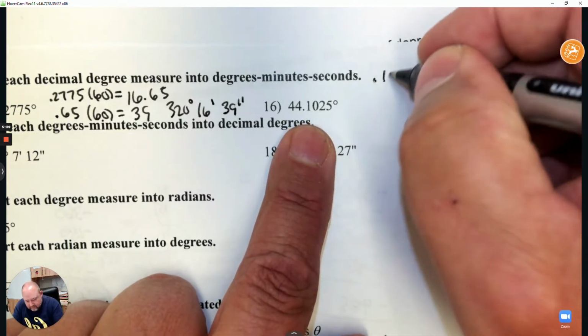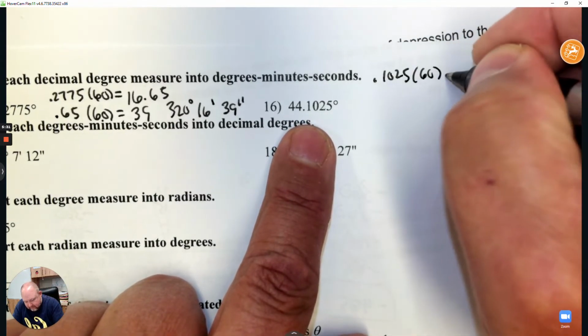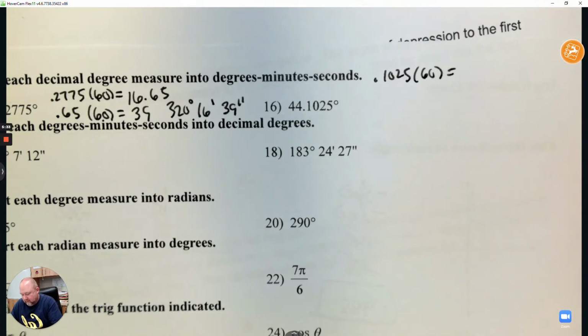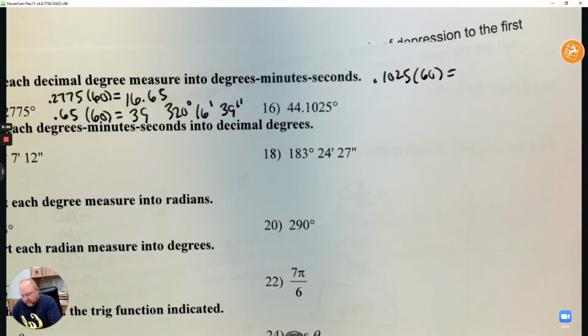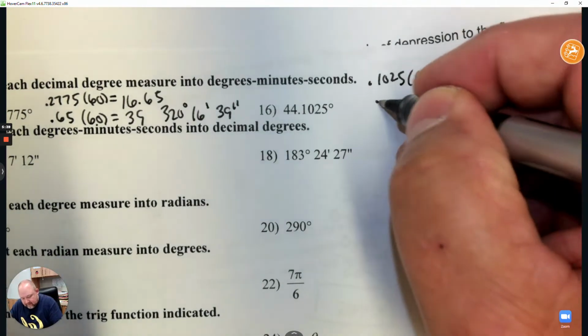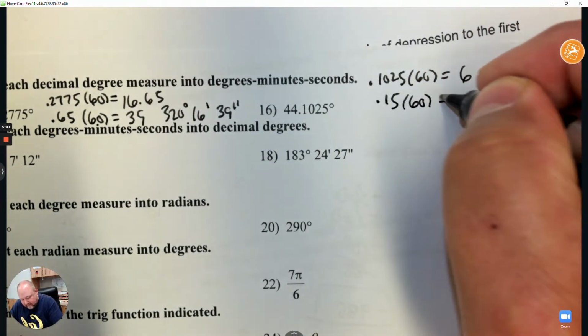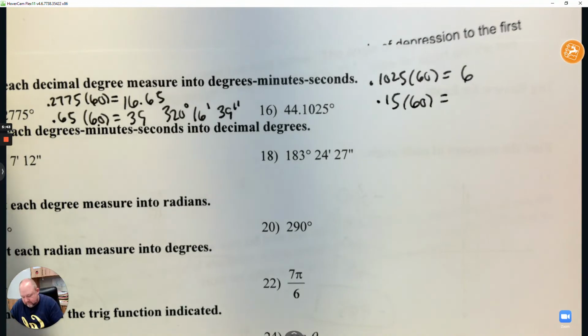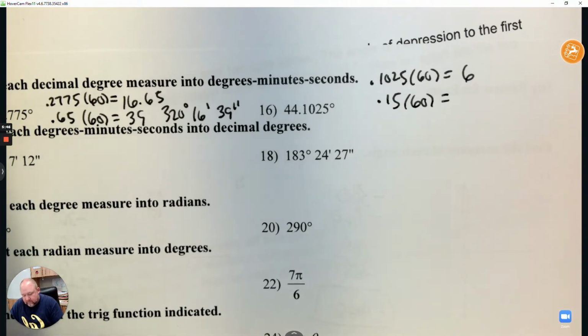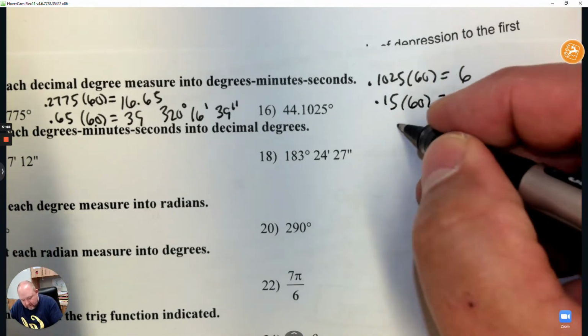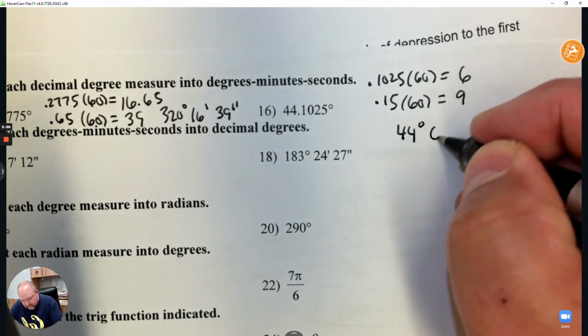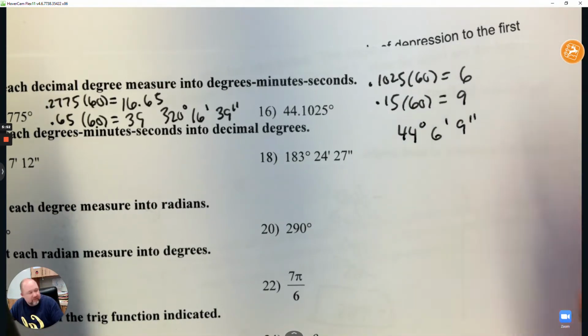For number 16, again, just the decimal. First, multiply it times 60. So 0.1025 times 60. Take the decimal, multiply it times 60. And then you get 44 degrees, 6 minutes, and 9 seconds.